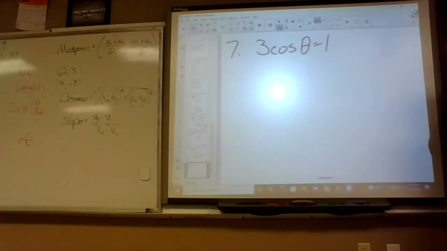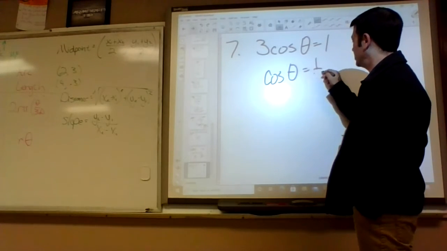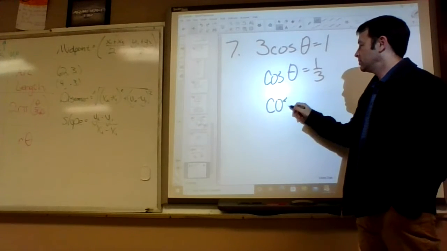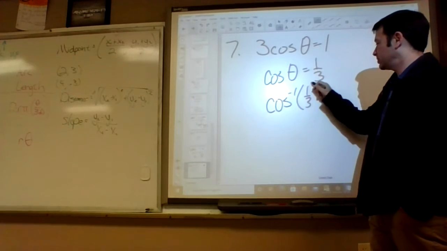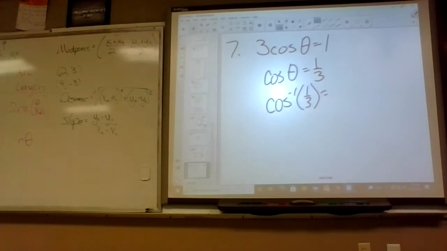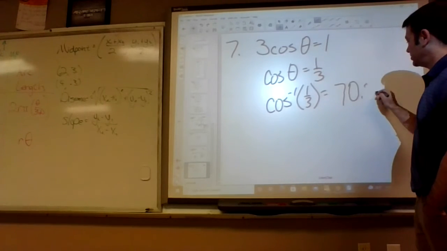Divide by 3. So cosine of theta equals 1/3. How do I solve that for cosine? Cosine inverse of 1/3. 70.5. So that would be a first quadrant angle.